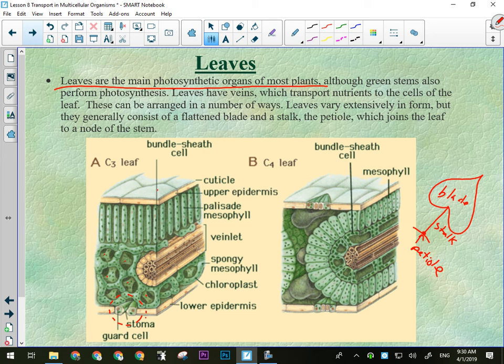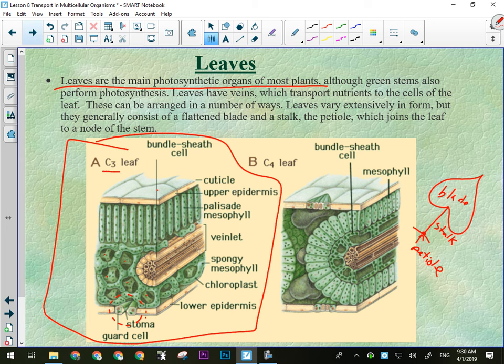Now, this is your typical leaf, all right? So I want everyone to kind of know this one, all right? We call that a C3 leaf. It's what like 99% of all leaves look like, all right? A C4 leaf is more like what's on a cactus. Okay? They look a lot different because their main concern is the conservation of water.